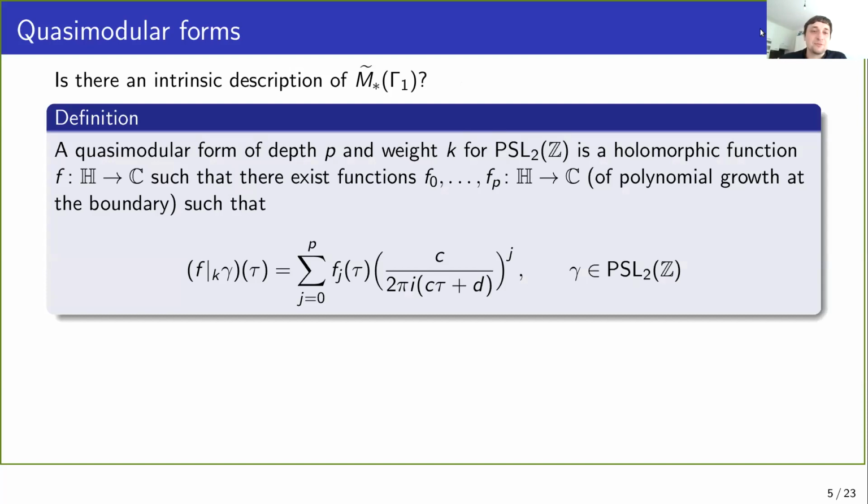There are several ways of defining what it is, but one of the easiest to state is that there's a certain parameter of a quasi-modular form, which is called the depth. If the depth of the quasi-modular form is 0, then it's just a modular form. And they get increasingly more complicated as the depth increases. On a naive level, the depth is just the degree of the polynomial in E2, the weight 2 Eisenstein series.